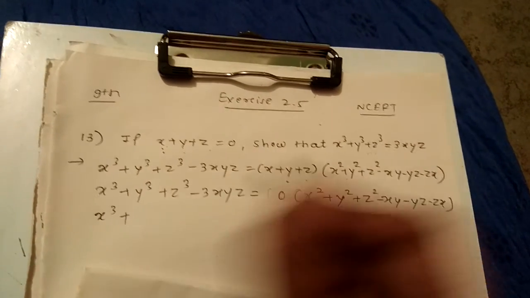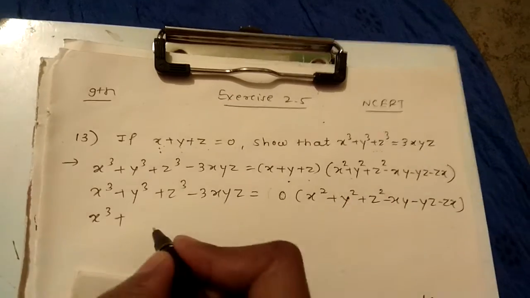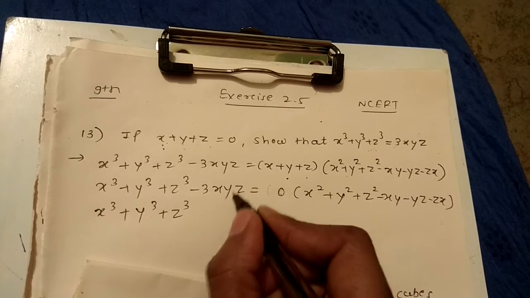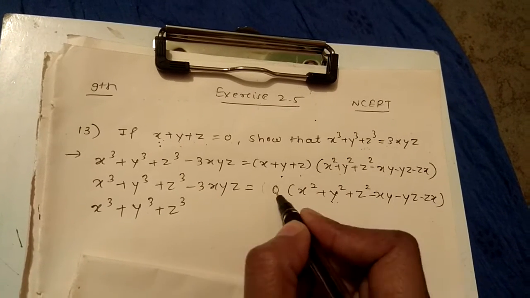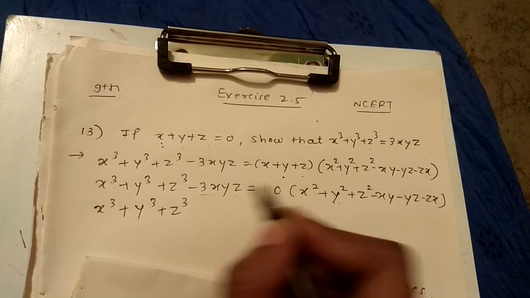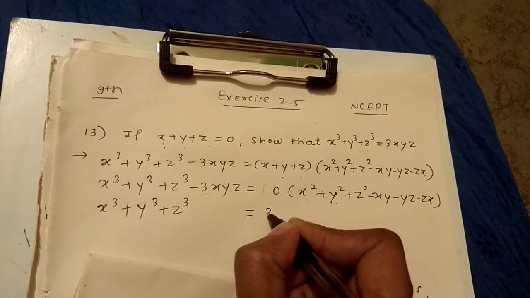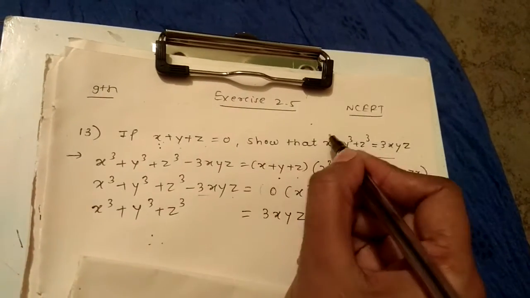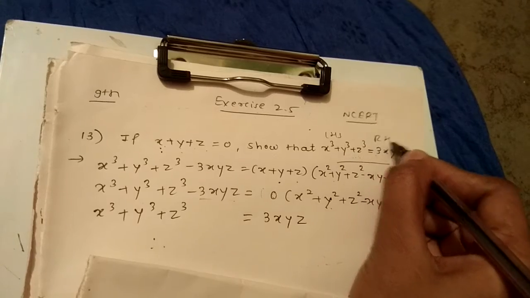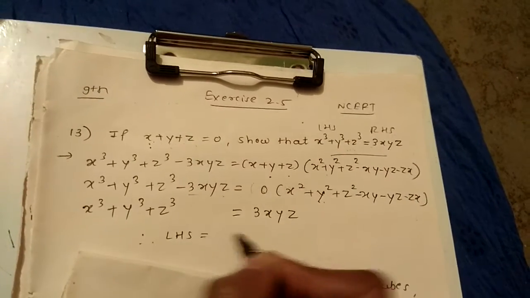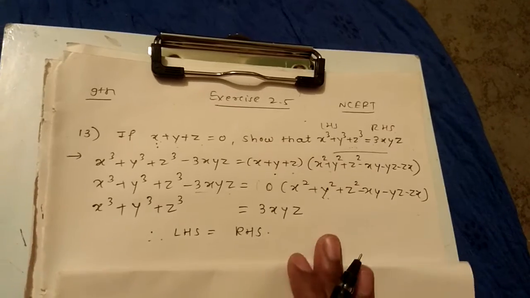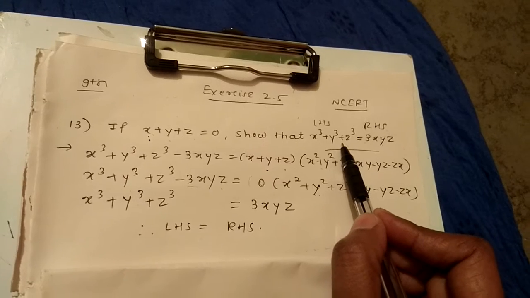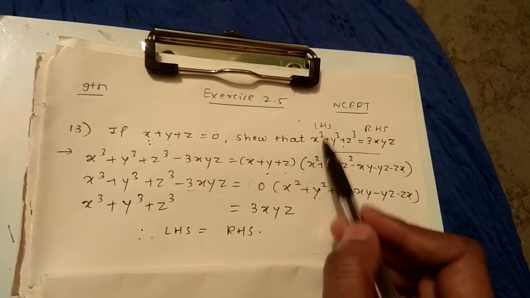We want to show that x cube plus y cube plus z cube equals 3xyz. If you send this minus 3xyz across, what will it be? 0 into this is 0. 0 plus anything is the same number. So you will get plus 3xyz. That is our proof. You can take this as LHS and this as RHS. Therefore LHS equals RHS. It is proved.